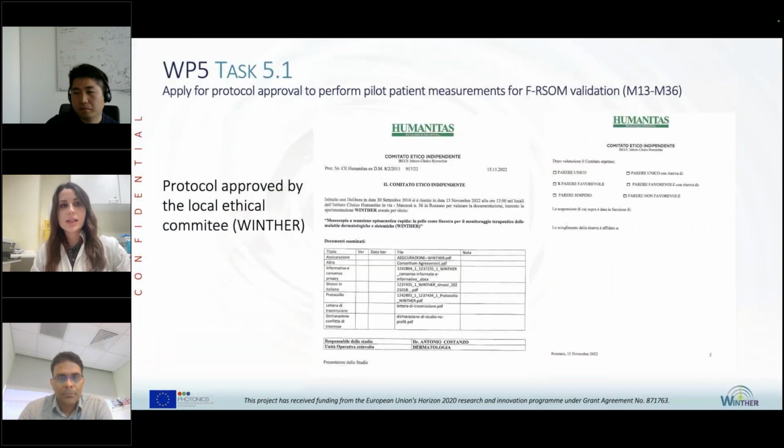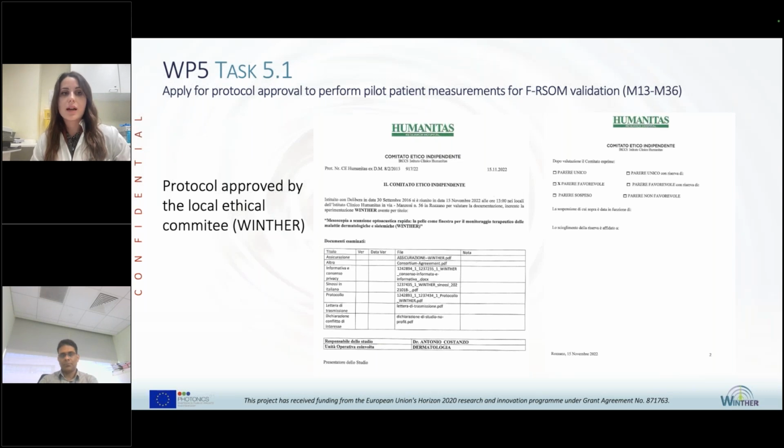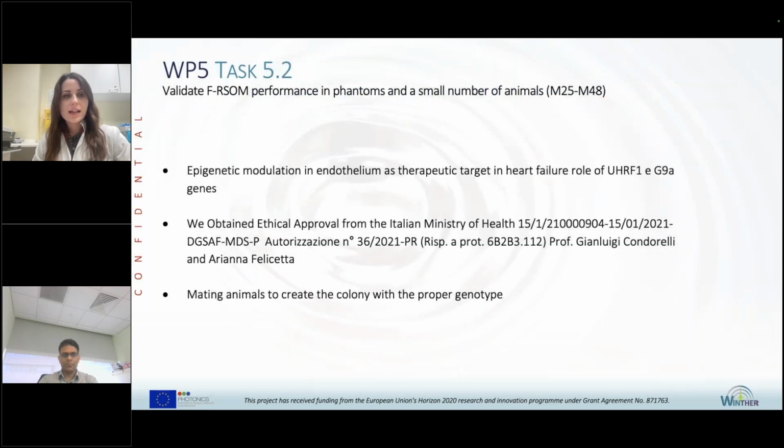The first task is task 5.1 and concerns the ethics committee approval by drafting a protocol both for human and animal studies, and we received this approval on November 50, 2022. The second task, task 5.2, involves the validation of RSOM performance in phantoms and a small number of animals. In this phase of our study, biologists had to study the epigenetic role of two genes, UHRF1 and G9A, as therapeutic targets in heart failure.